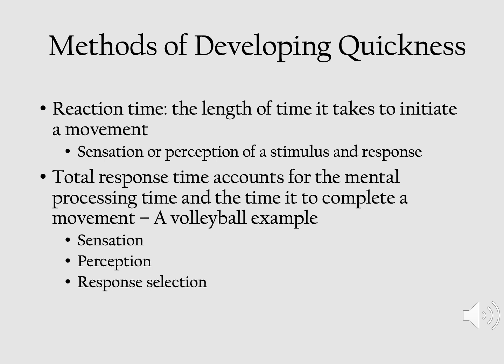Methods of developing quickness. Mental processing speed is composed of 3 different stages: sensation, perception, and response selection. Within that is reaction time, the length of time it takes to initiate a movement. The total response time accounts for the mental processing and the time it takes to complete a specific task.